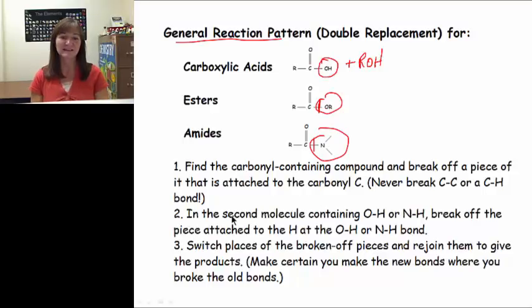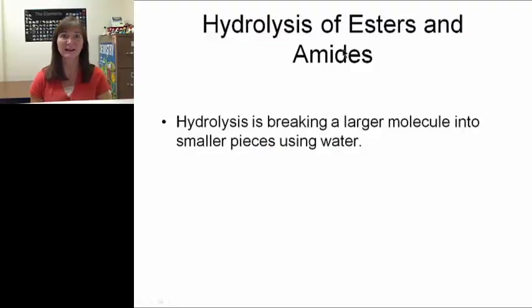Okay, in the second step, you look at the second molecule, which I'm not showing you here. Well, I guess we could look at this guy. In the second molecule that's going to contain either an OH or an NH, you're going to break off the piece that's attached to the H. So in this particular reaction, we're going to break it here. So basically circle everything except that H that was bonded to the oxygen or the nitrogen. And then in the third step, you're just going to swap places between what you have circled. Okay, so that's our general reaction pattern.